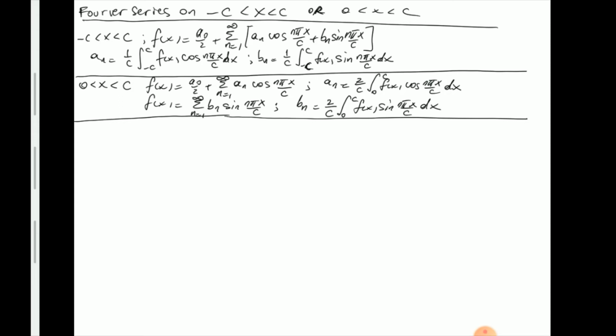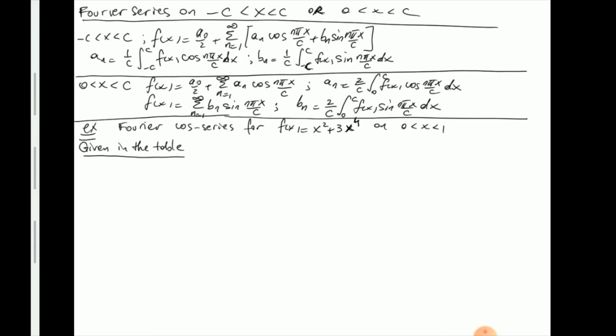But let's say, as an example, that I want a Fourier cosine series for the function f of x equals x squared plus 3x fourth on the interval 0, 1. And using the table that I gave you, that you should have in front of you, you should see in the table that you have basically two formulas for x squared and x fourth.